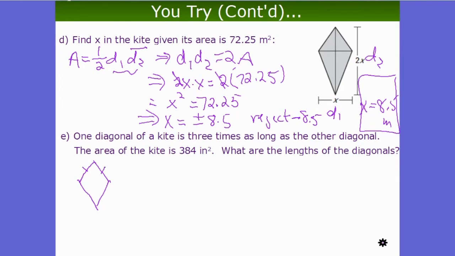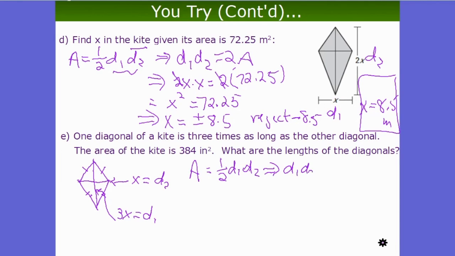So this would be congruent to that. That would be congruent to that. It's a kite. If I make this one, that diagonal, x units long, that means this diagonal would be 3 times as long, or 3x. So if I make one of these diagonal 1 and one of these diagonal 2, I now have some values. So we write down the formula, 1/2 d1 times d2. And again, I want diagonals, so I'm going to solve this for d1 times d2. It just makes things a little bit simpler.